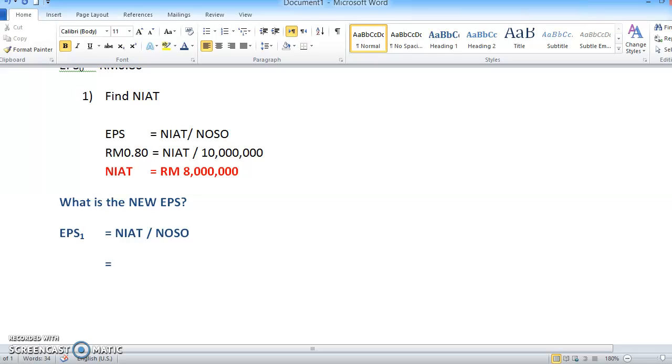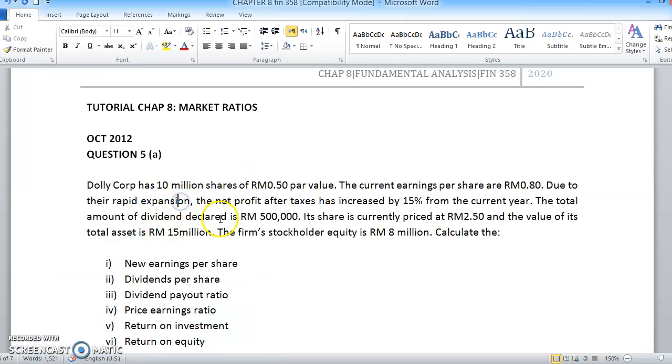We have to use this net income after tax divide by number of common stock outstanding. So the previous, but you have to check the question first. Is there any changes on the profit after tax? Okay. So due to their rapid expansion, the net profit after tax or the NIAT tadi, NIAT, has increased by 15% from the current year. Bermakna untuk EPS 1, you have to use the new net income after tax, which is already increased by 15%.